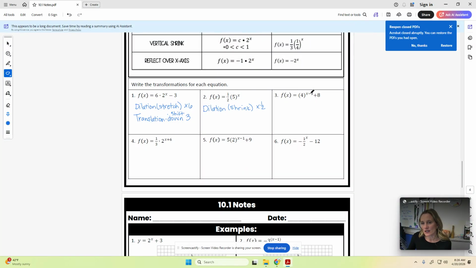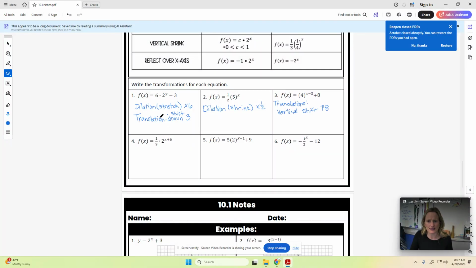For this function, we have something being subtracted in the exponent, which means we're going to have a horizontal shift or a horizontal translation. And we have something added on the end, which means we're going to have a vertical translation or a vertical shift. So 2 translations. One is a vertical shift up 8. That's probably the best way to phrase that.